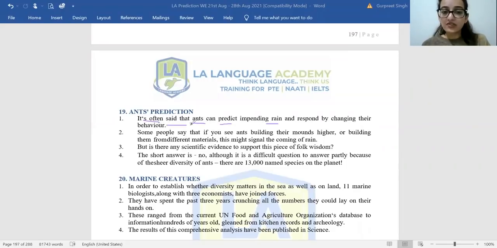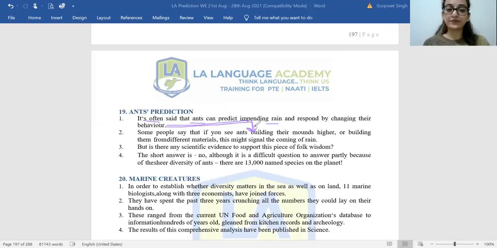Now, changing their behavior is explained in the next sentence. Further explanation. What do they do? What do we mean when we say they change their behavior? If you see ants building their mounds higher or building them from different materials, this might signal the coming of rain. So it's a further explanation of the behavior.